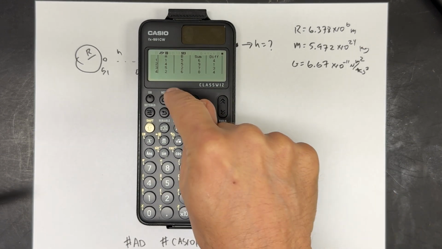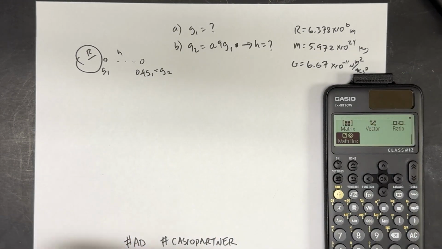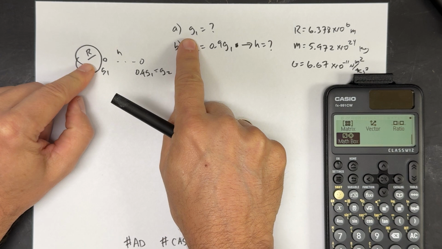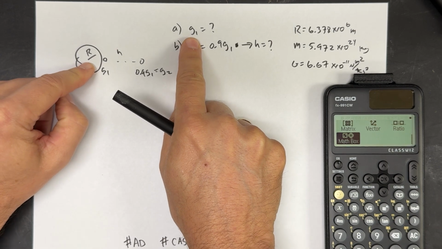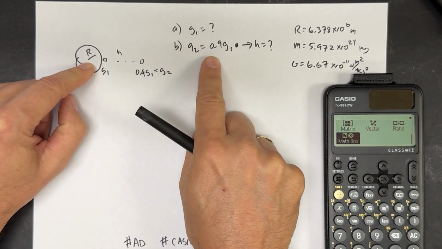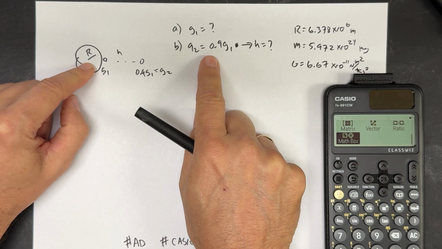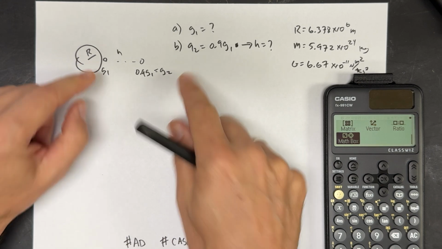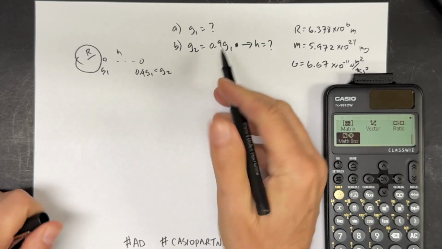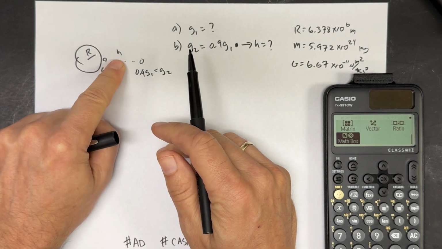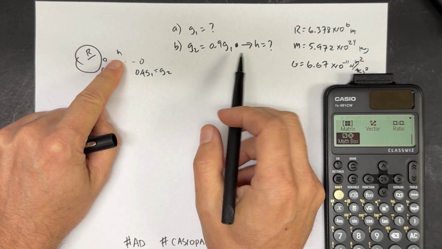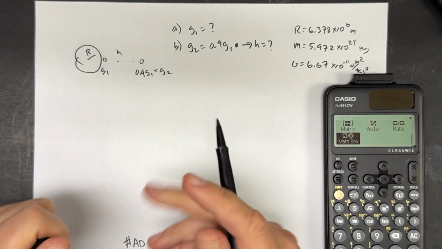Back to the physics. The problem I want to do is to calculate the gravitational field on the surface of the Earth using the universal gravitational constant, that's a G right there. And then I want to find how high above the surface of the Earth, h, such that the gravitational field is 0.9 of that at the surface.